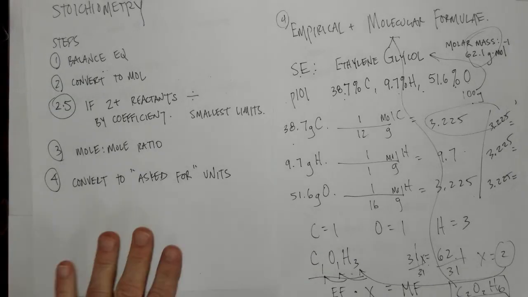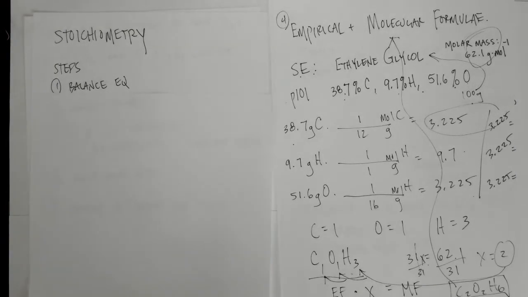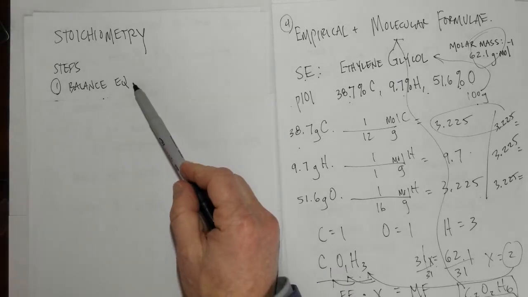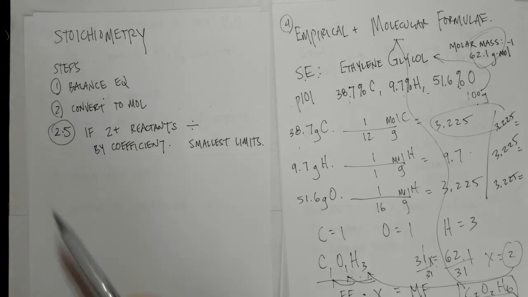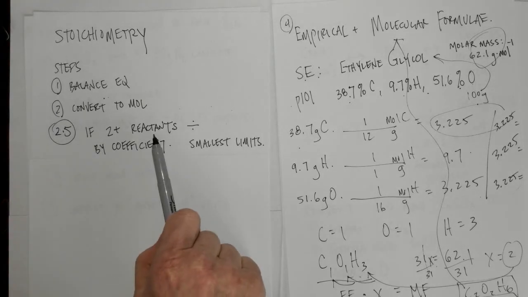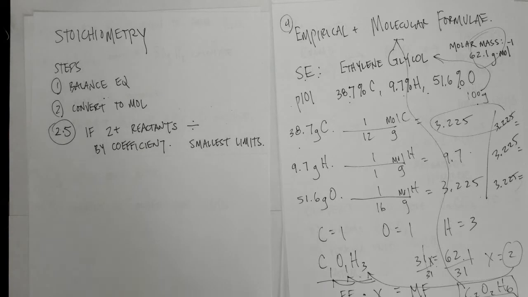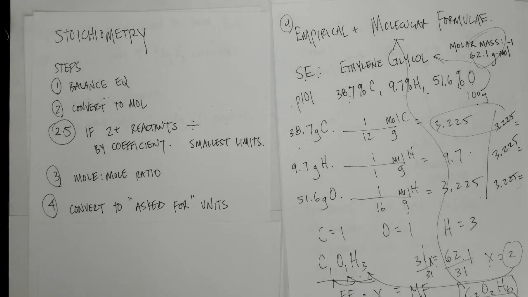Last part, the toughest thing to learn in the whole chapter is stoichiometry. Stoichiometry has 5 steps. Step number 1, write the balanced equation. Step number 2, when in doubt, convert to moles. Step number 2.5, if there's more than 2 reactant amounts given, divide by the coefficient. The smallest limits. Then step 3, use the mole-to-mole ratio to determine whichever substance you want. And lastly, step 4, convert to the asked for units.